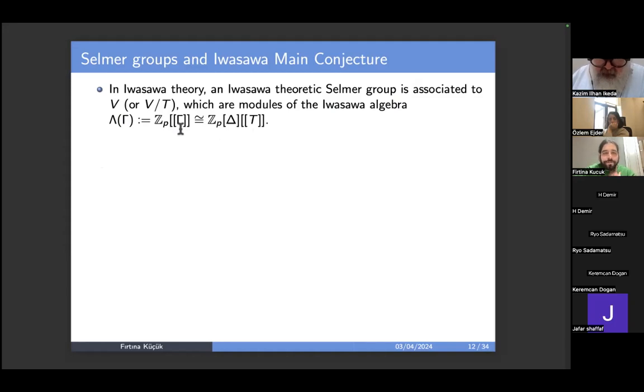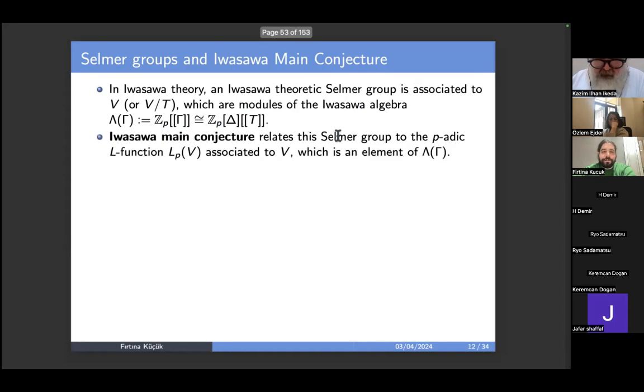It is the completed group ring of Gamma. And if we use the factorization Delta times Gamma_0, where Gamma_0 is isomorphic to Z_p, we can see this ring as a power series ring with coefficients in Z_p[Delta]. We can attach some Iwasawa theoretic Selmer groups to V, and they will be modules of this ring. And the Iwasawa main conjecture simply relates these Selmer groups to p-adic L-functions associated to V, and these are elements of this Iwasawa algebra.